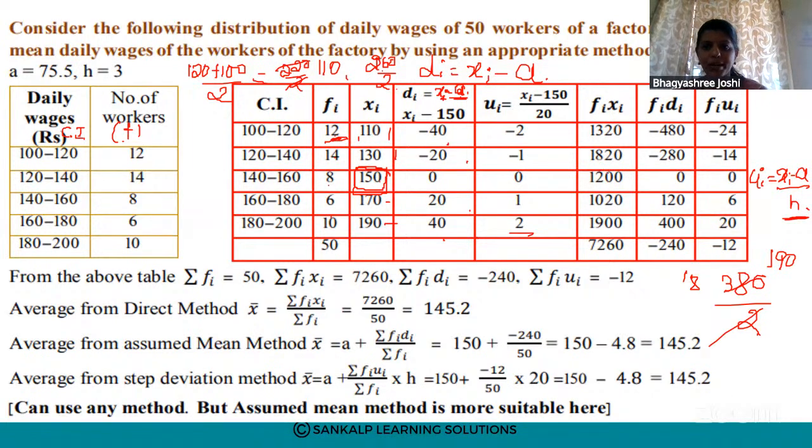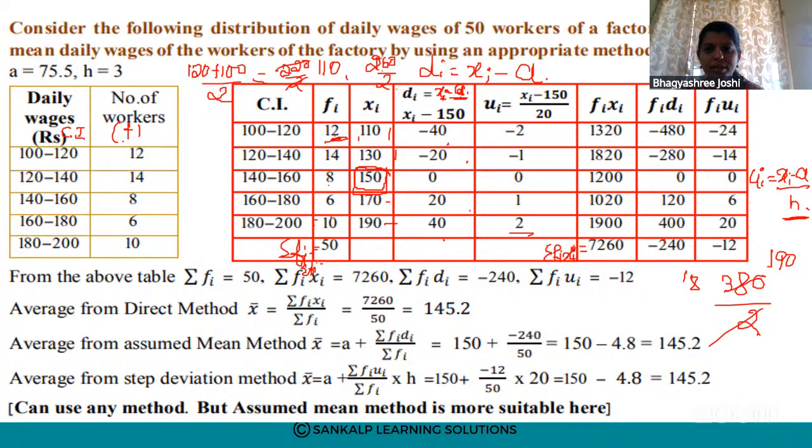Now we'll calculate summation of Fi Xi, summation of Fi Di and summation of Fi Ui. So summation of Fi, that is sigma Fi. Sigma Fi means add all these values. 2, 4, that is 6. 6 plus 6, 12, 12 plus 8, that is 20. 1, 2, 3, 4, 5, that is 50. Sigma Fi is 50.